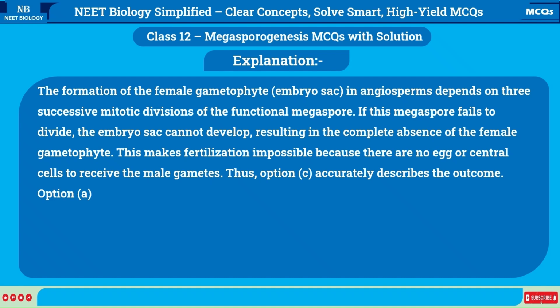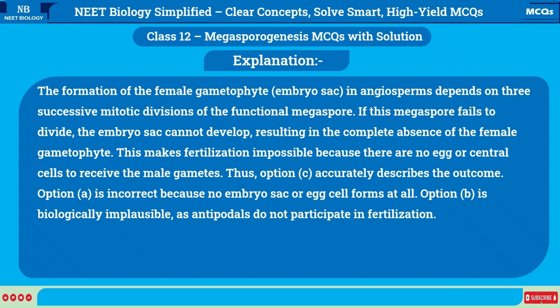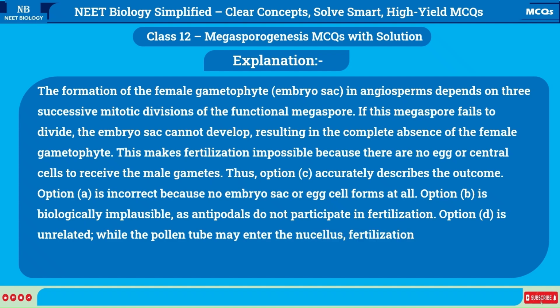Option A is incorrect because no embryo sac or egg cell forms at all. Option B is biologically implausible, as antipodals do not participate in fertilization. Option D is unrelated. While the pollen tube may enter the nucellus, fertilization cannot proceed without the embryo sac structures.